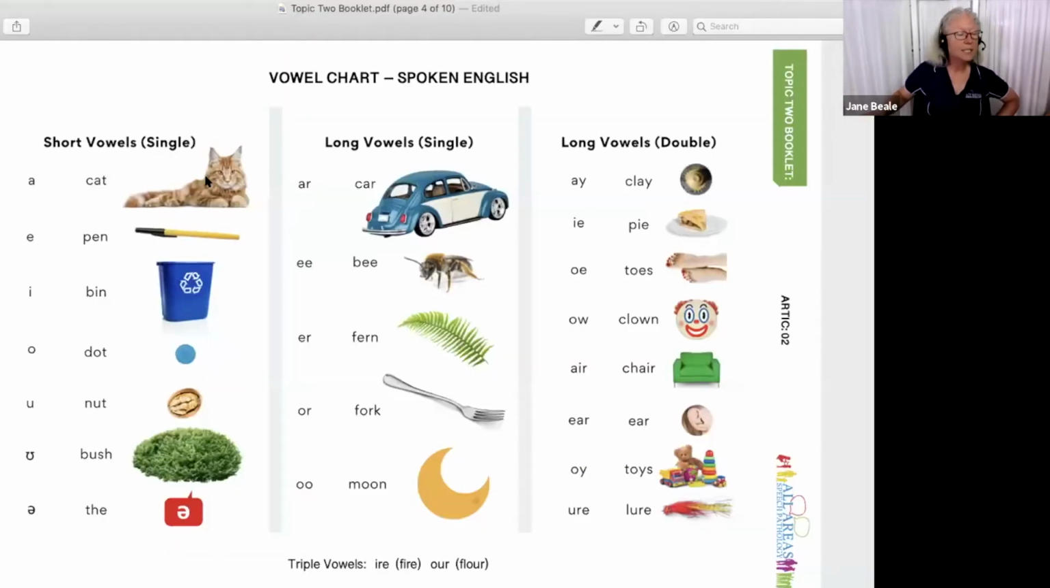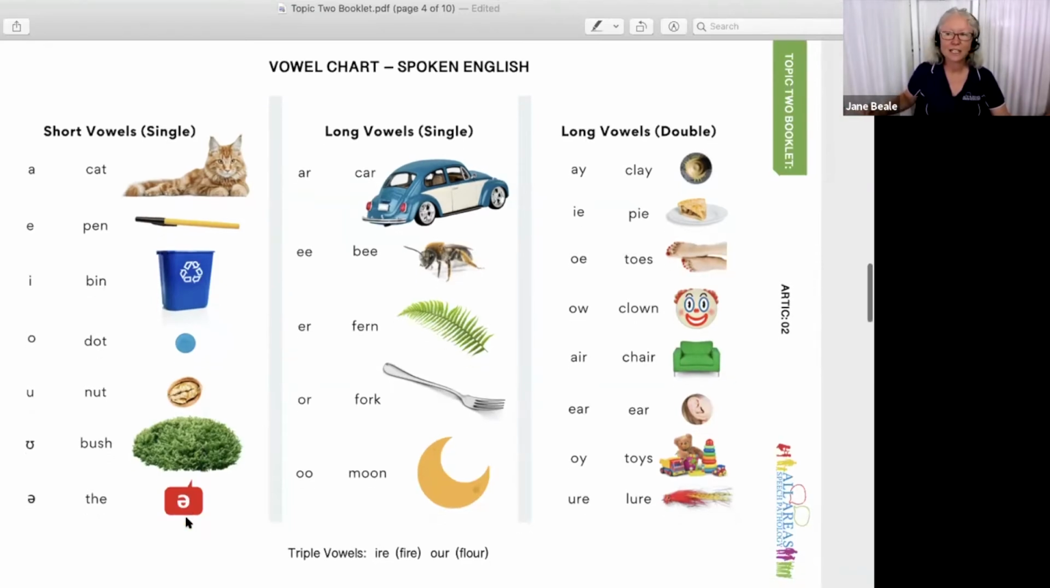So let's say the pictures now. Can we all say them together? Cat, pen, bin, dot, nut, bush, and then I've just put a schwa there, because the only word with one syllable that has it in it is "the," and I don't know how to draw "the." Can anyone think of how to draw "the"? It's not a noun, is it?